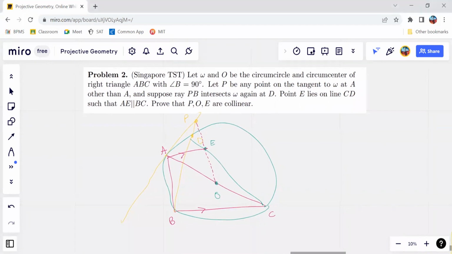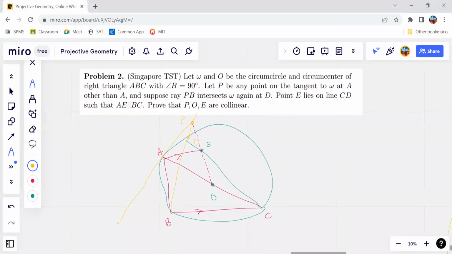Okay, so any ideas? Using Pascal, yes, we have to use Pascal. So the points that we have on the circle are A, B, C, and D. Let's see if we can define all the points in terms of these. So how would we define P?